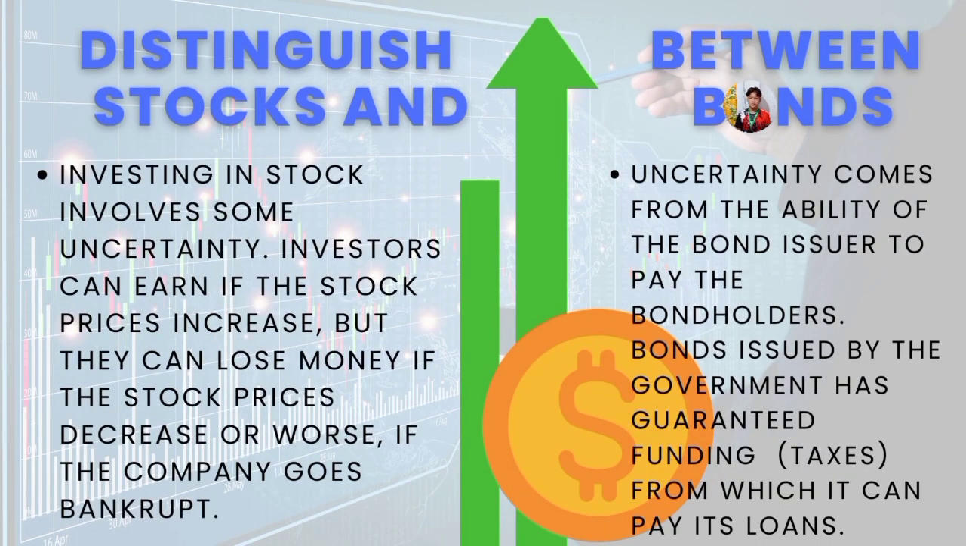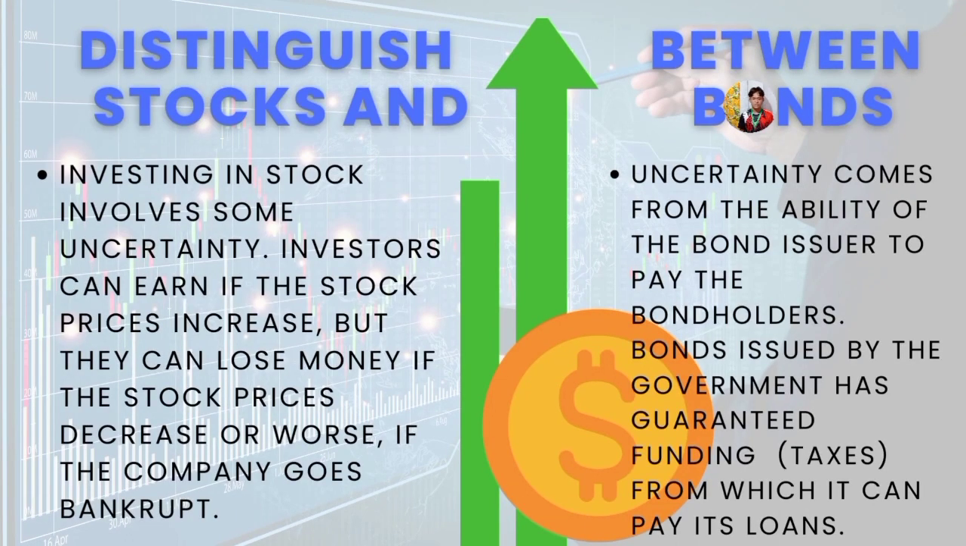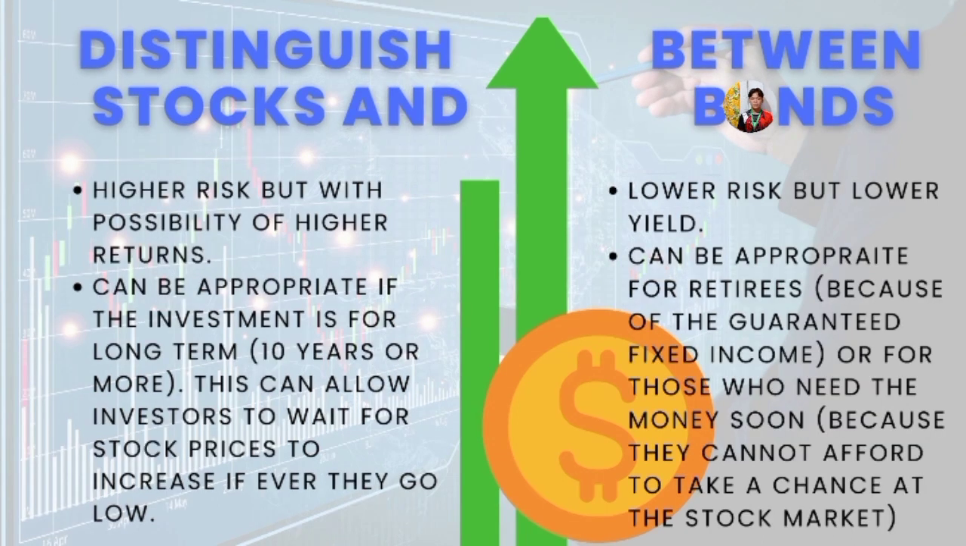Investing in stock involves some uncertainty. Investors can earn if the stock prices increase, but they can lose money if the stock prices decrease or, worse, if the company goes bankrupt. While in bonds, uncertainty comes from the ability of the bond issuer to pay the bondholders. Bonds issued by governments pose less risk than those of companies because the government has guaranteed funding from taxes with which it can pay its loans. Stocks: higher risk but with the possibility of higher returns. In bonds, lower risk but lower yield.